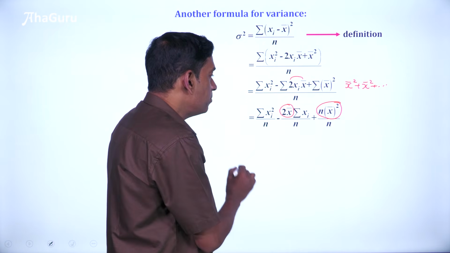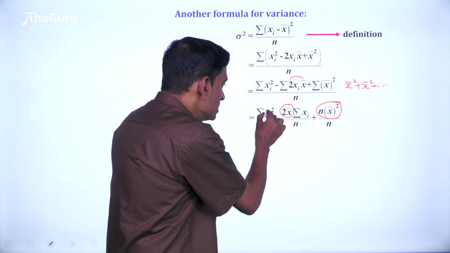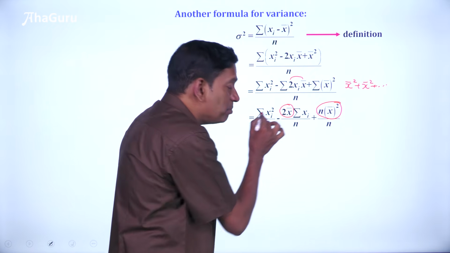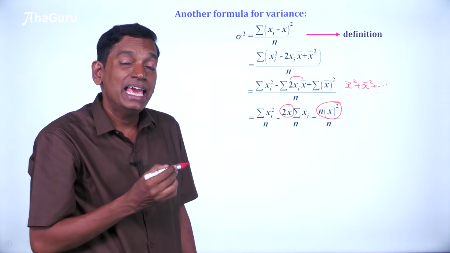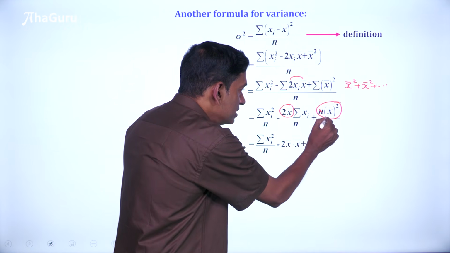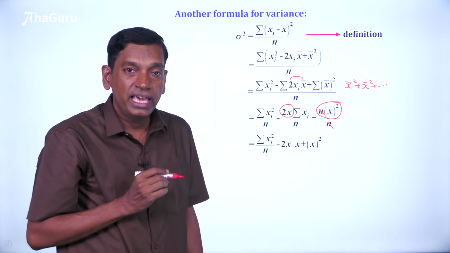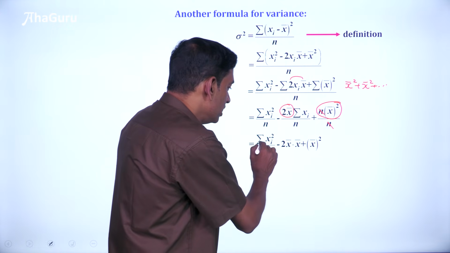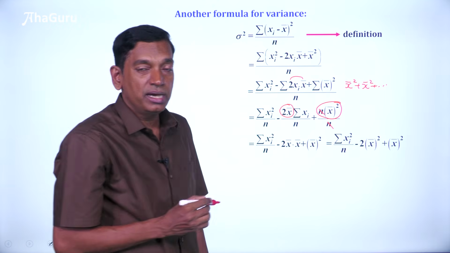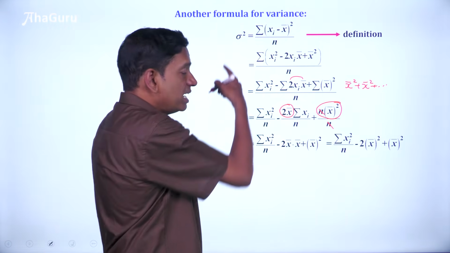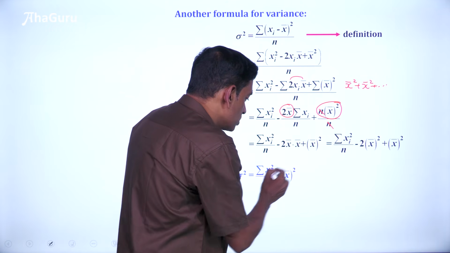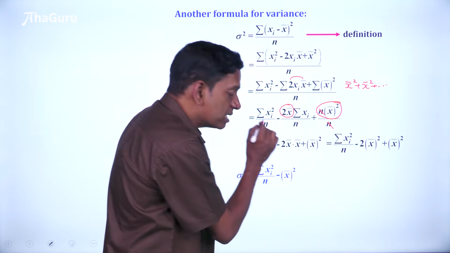So now what happens? This will become sigma xi square by n, which will be the same. Summation xi by n we know is x bar. So this is going to be 2 x bar times x bar, and this n will cancel and you will simply have x bar square. And if you simplify this, this becomes minus 2 x bar square plus x bar square. Therefore, we can write the variance as summation xi square by n minus x bar square.